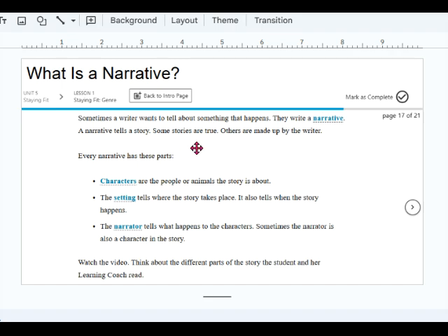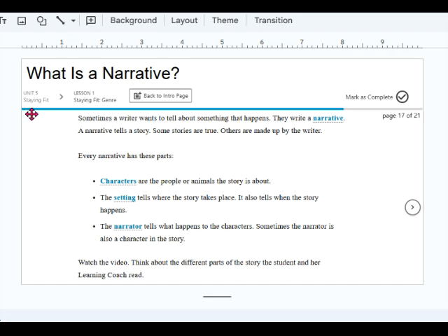Sometimes a writer wants to tell about something that happens. They write a narrative. A narrative tells a story. Some stories are true, others are made up by the writer. Every narrative has these parts. Characters are the people or animals the story is about. The setting is where the story takes place and when the story happens. And the narrator tells what happens to the characters. Sometimes the narrator is also a character in the story.